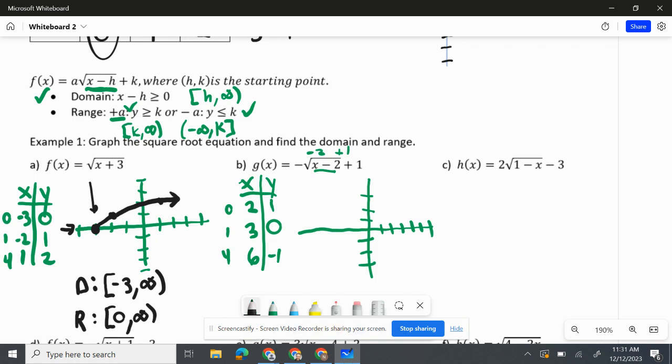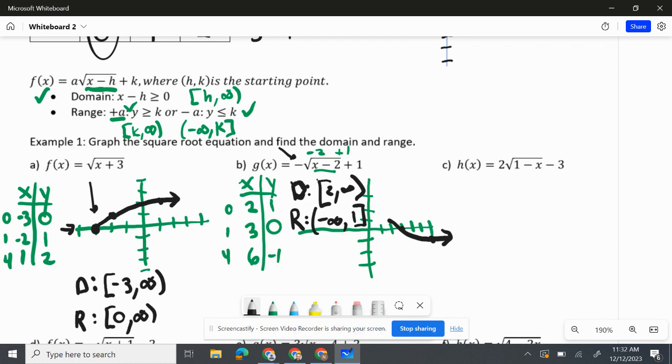So when I graph this, I have 2, 1, I have 3, 0, and I have 6, -1. Now notice that in this case, what's happening is it's going down, and that's because of the negative. So my domain stays the same. It's starting at 2, and it goes to infinity. And my range, since it's going down, it's going to be -infinity all the way to 1. And that's the highest point.